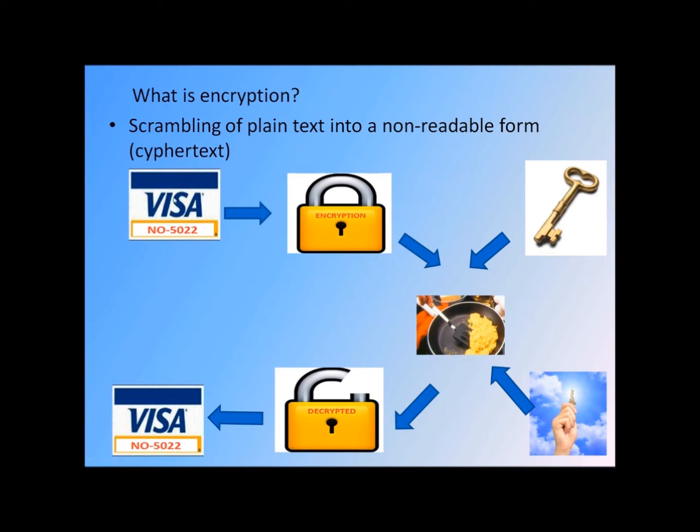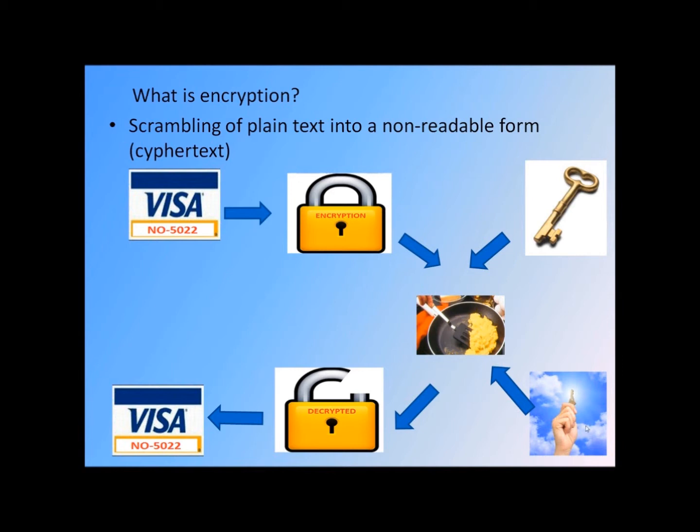In this example, there's a Visa card with a 4-digit PIN number. This PIN number is put through a software encryption program. What happens is, in the first instance, a key is generated. The data is then scrambled into a non-readable ciphertext.